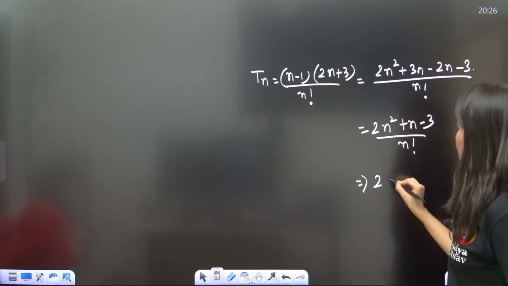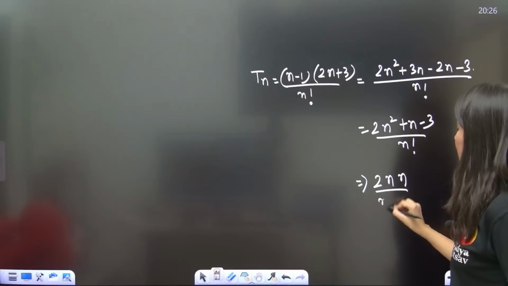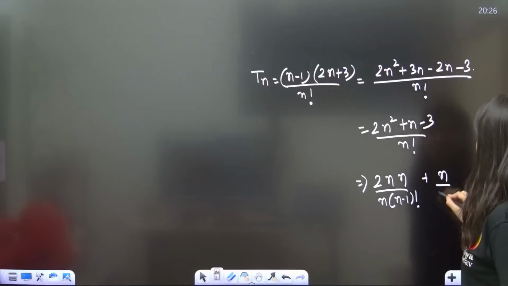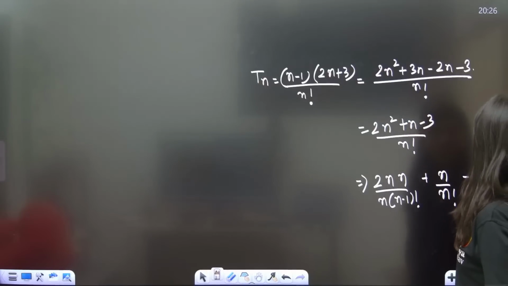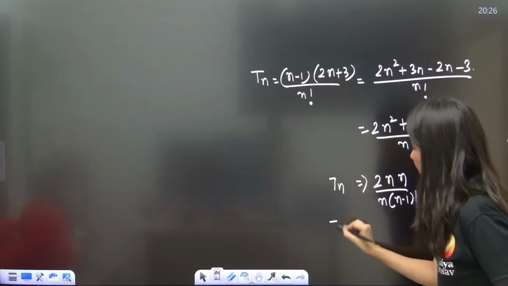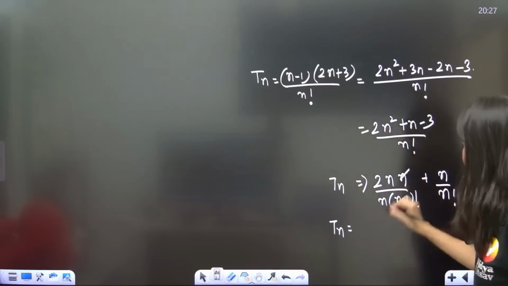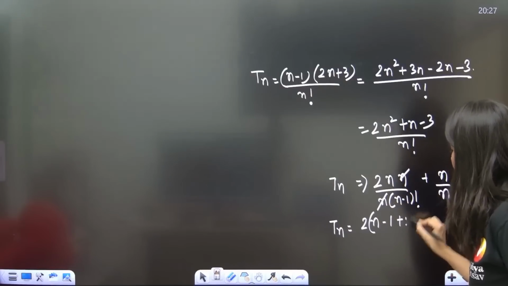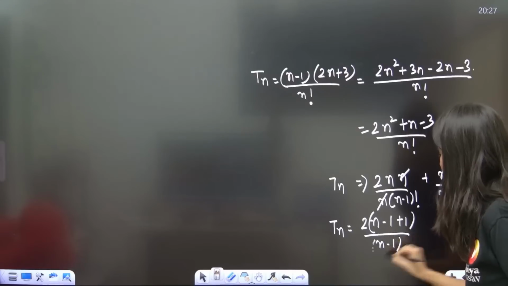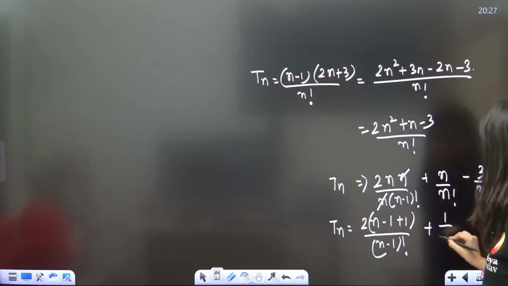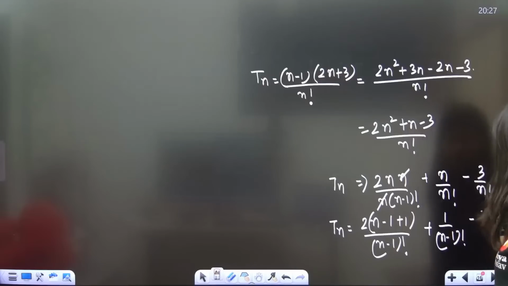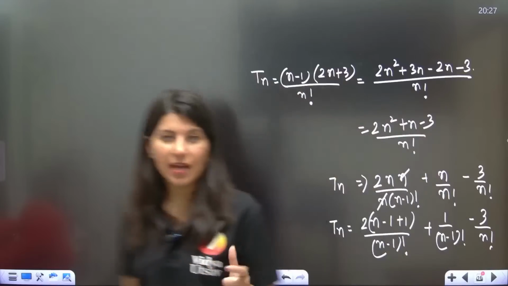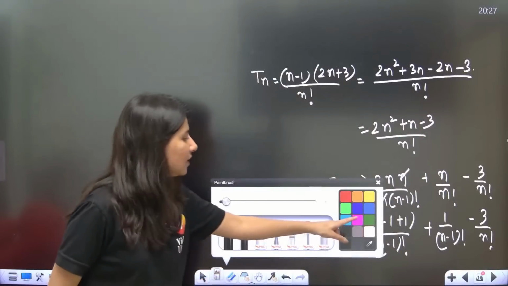So this is 2n square upon n factorial, which is 2n upon n minus 1 factorial, plus n upon n factorial minus 3 upon n factorial. This is your Tn. Now the n cancels, this is 2n, so 2n minus 1 plus 1 upon n minus 1 factorial, plus 1 upon n minus 1 factorial minus 3 upon n factorial. What I am trying to do is get a constant in the numerator, that's it.